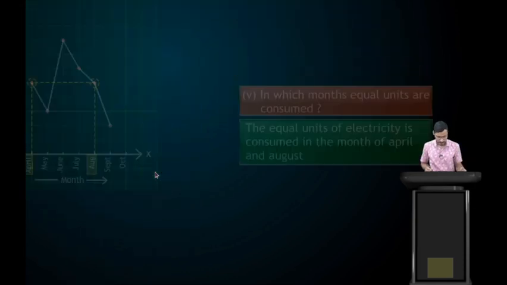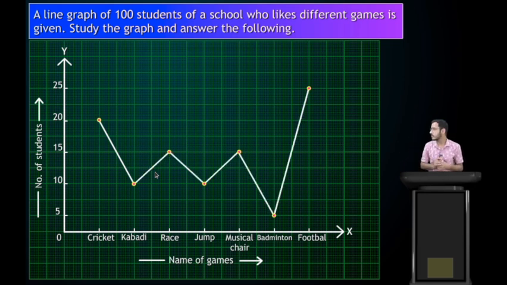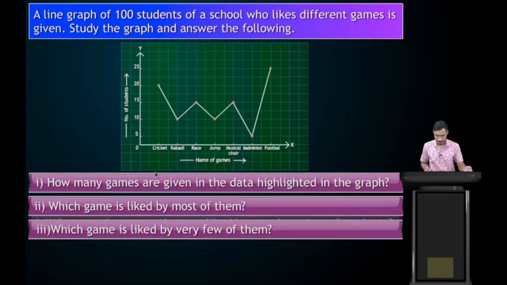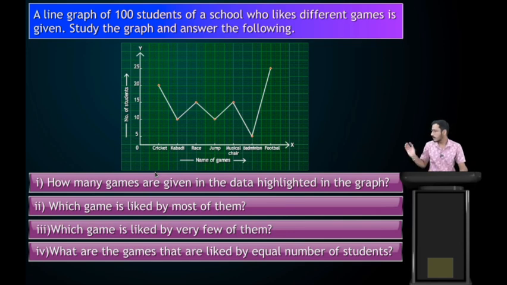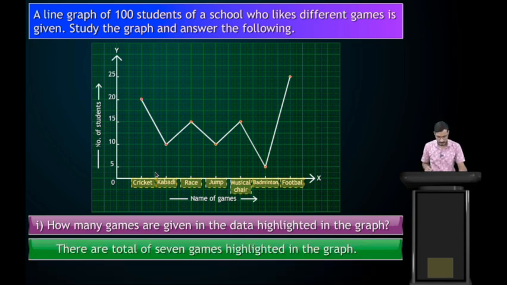Now here is one more example of a line graph. A line graph of 100 students of a school who like different games is given. Study the graph and answer the following. How many games are given in the data highlighted in the graph? Can you tell me? 1, 2, 3, 4, 5, 6, 7. So there are a total of 7 games highlighted in the graph.